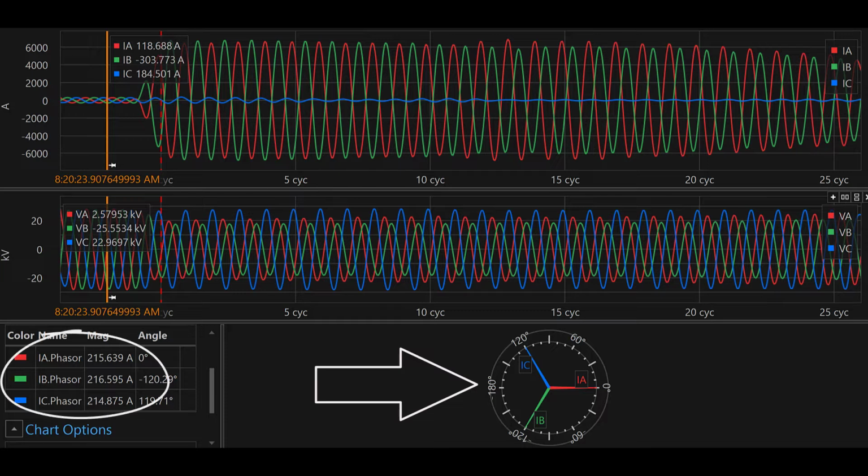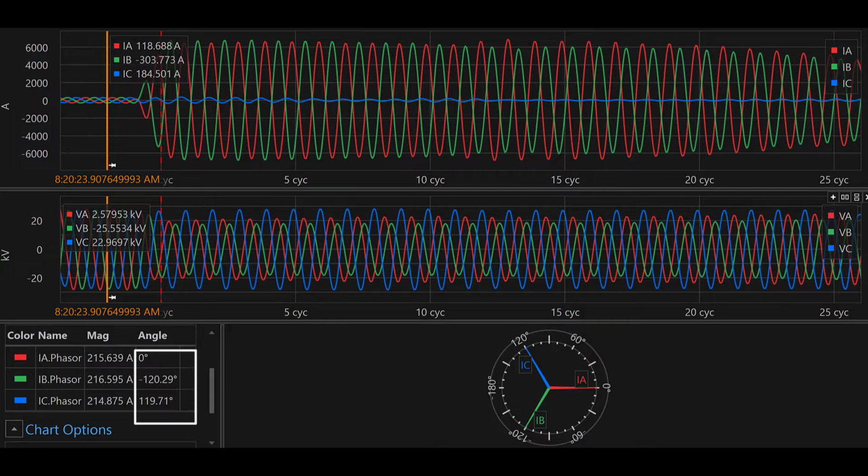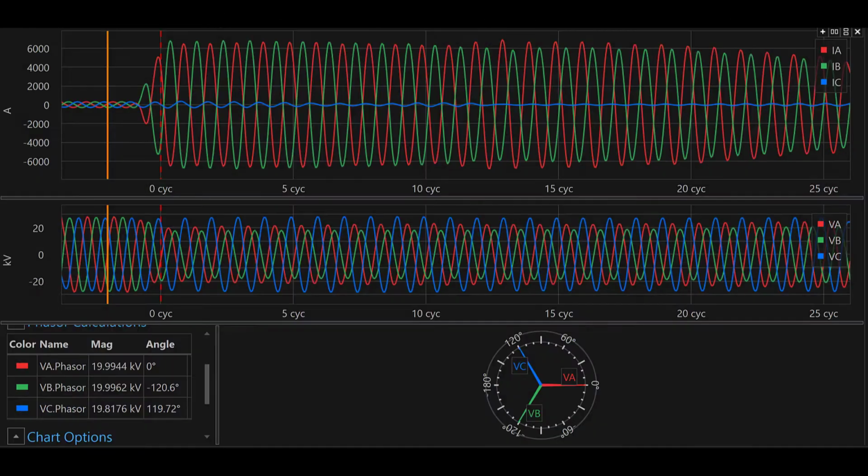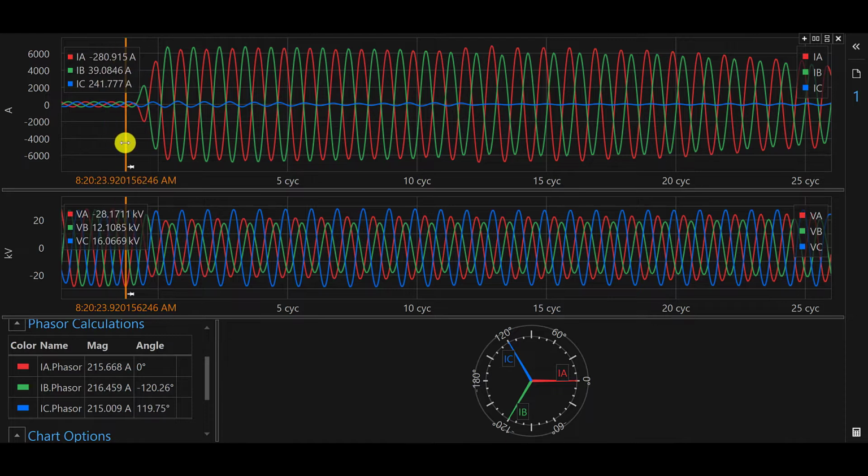IA, IB, and IC root mean square values, also called magnitudes, are equal, around 214 amps. The phase angles for currents are all 120 degrees apart: 0, -120, and 119, close enough. Similarly, voltages VA, VB, and VC are about 19.9 kV, with phase angles all 120 degrees apart. As I move through the pre-fault region, all the values don't change.